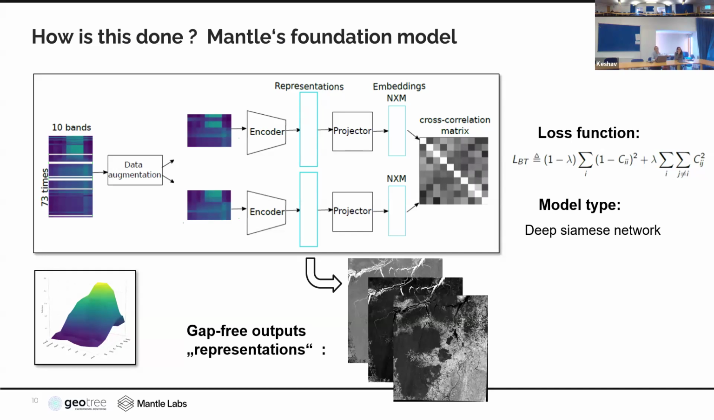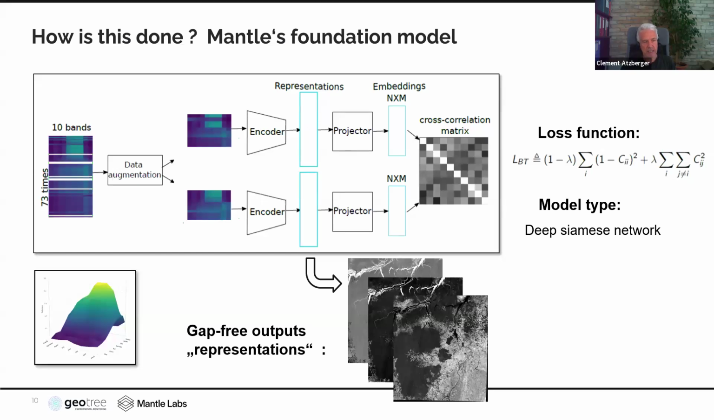Sorry, we can't see your mouse. Okay, no problem. I'm looking here at the left-hand side, where you see this matrix with some white lines. The white lines indicate missing data or clouds.